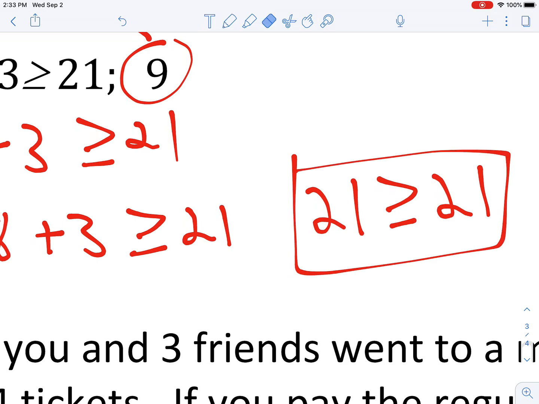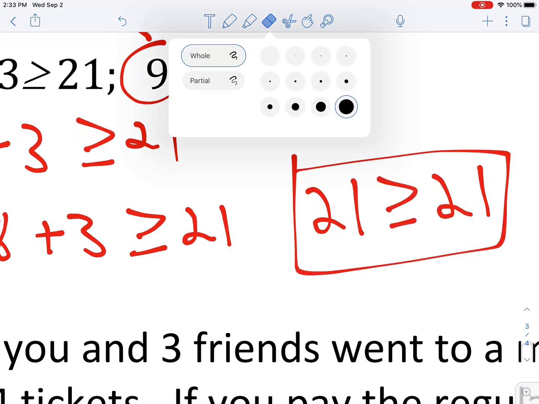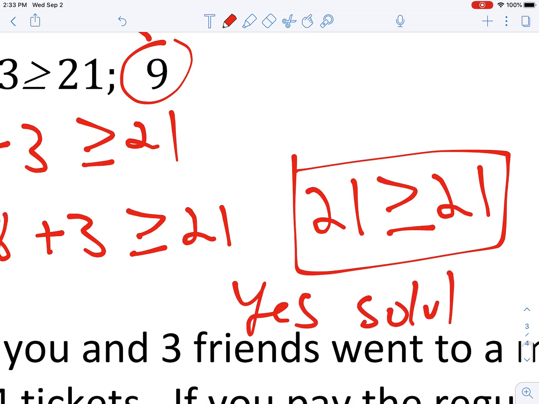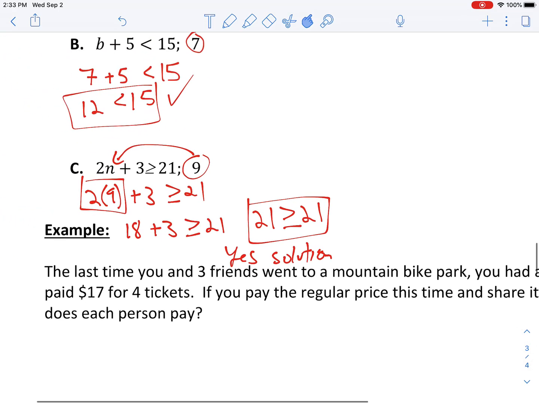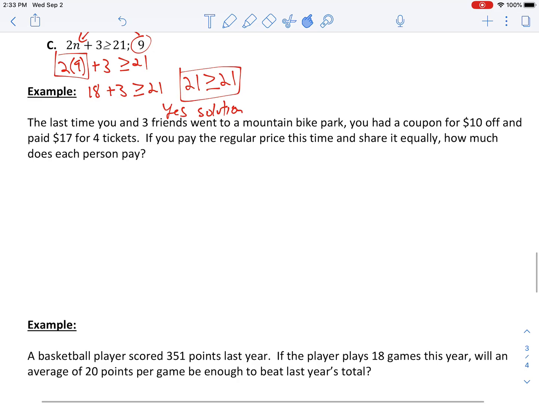This is true. If you only had this symbol, it would be a false statement. But because it is greater than or equal to, this is, yes, a solution. Okay? So hopefully you got all of those right. All right, 2 word problems, and then you're done.